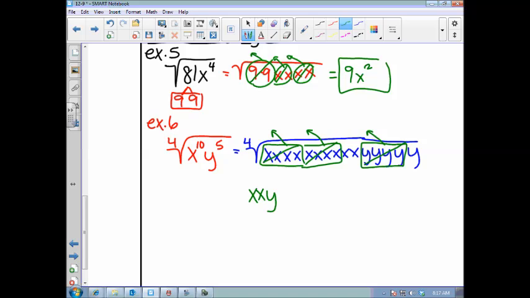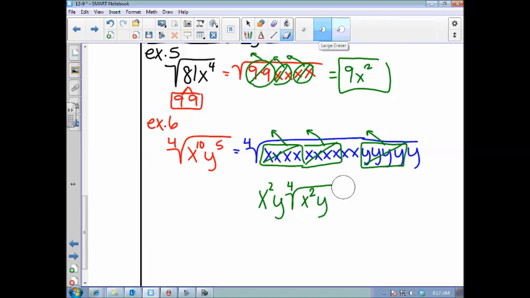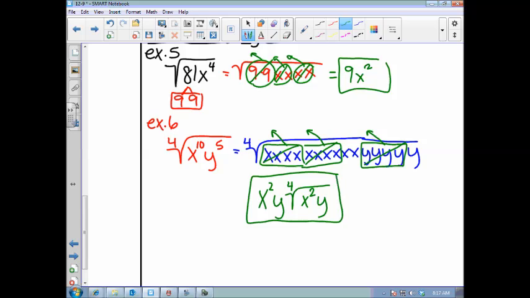How could we write 2 x's? Yep, so you could write that x squared y in the beginning. 4 through, it's very important you put that 4. If you don't put the 4, it's a square root, and that's different. Now what's remaining underneath? There's 2 x's, so that'd be x squared y. It's all multiplication. Okay? And the root was already there, so we're done.